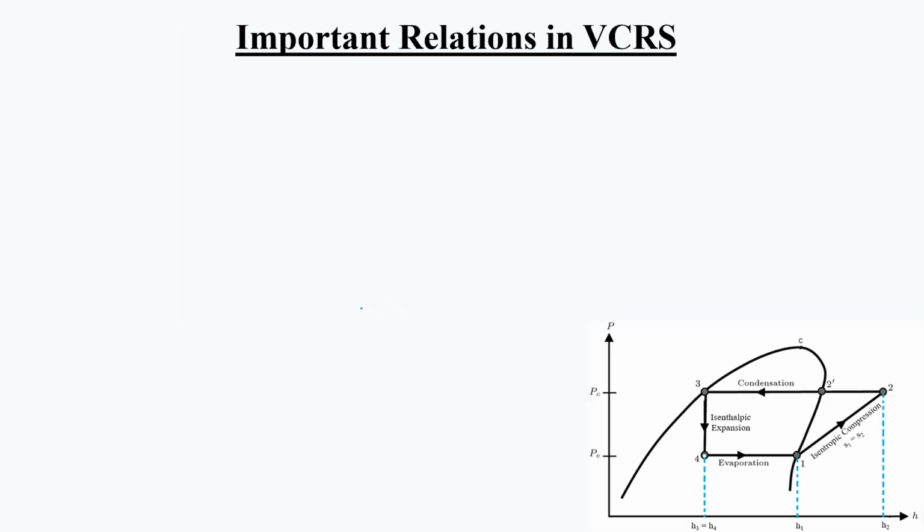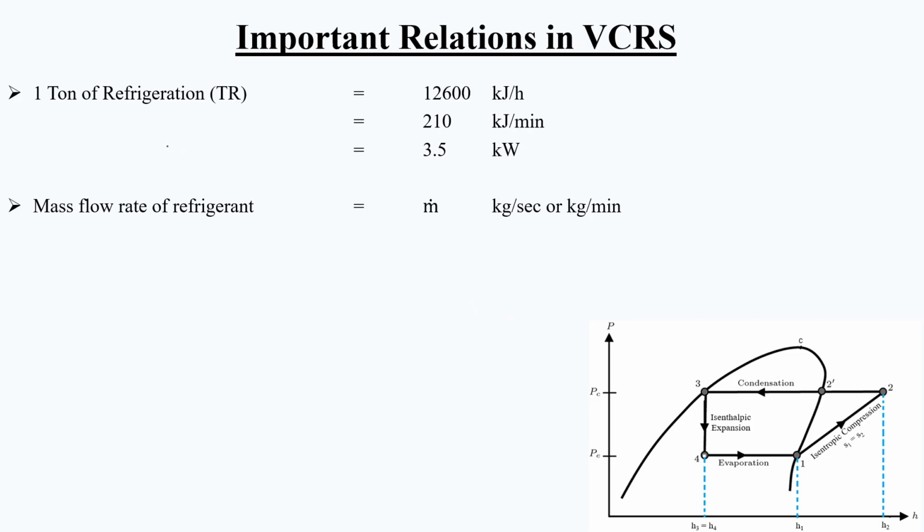Then coming to the important relations, apart from COP, there are also other properties which we need to find out while doing the problems. First of all, 1 ton of refrigeration. The refrigerating effect will often be given in tons of refrigeration, which we need to convert into standard units by multiplying with 12,600 for converting to kilojoules per hour, or multiplying with 210 for converting into kilojoules per minute, or multiplying with 3.5 for converting into kilowatts.